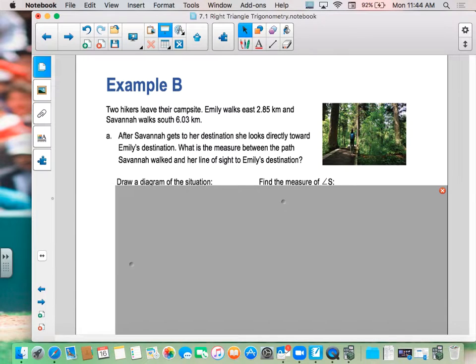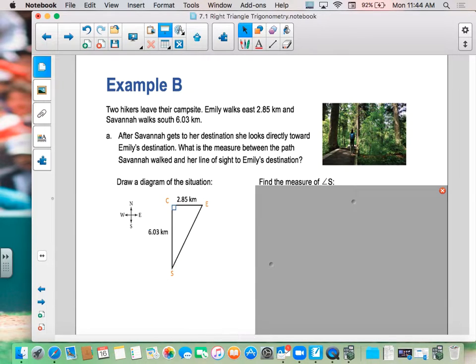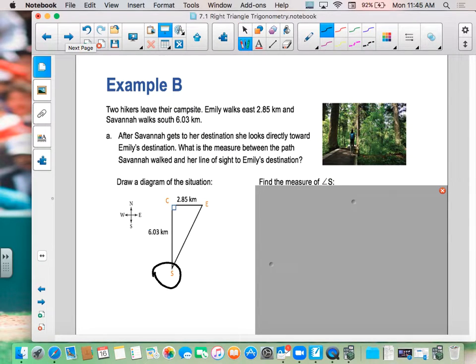So we're going to draw a diagram. Make it look like this. Emily went to the east, Savannah went to the south. And we want to find the measure of angle S. So I'm in my right triangle. I do not know the hypotenuse, so I have to use tangent. If you think about SOHCAHTOA, sine and cosine both use hypotenuse. We don't have any information on the hypotenuse.